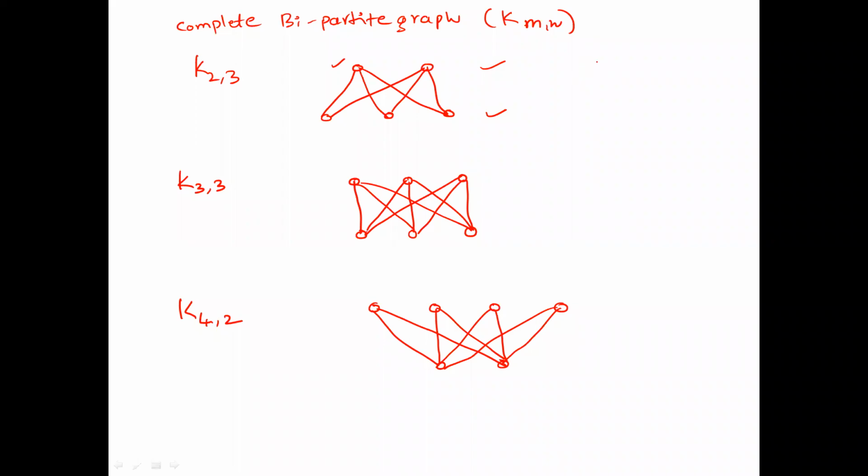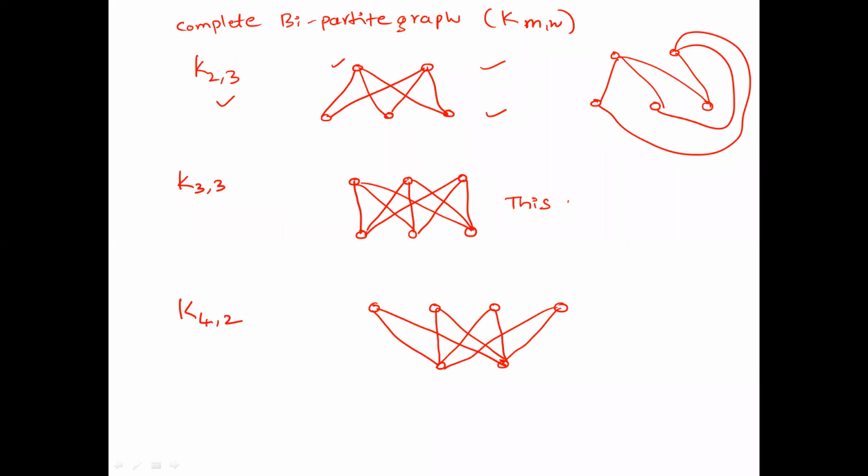See, K2,3, as you said rightly, is planar. Why? Because I can draw this graph without crossovering of edges. Then this I can add like this also. So therefore, K2,3 is planar. And this is not planar. You can try. This is not planar. And again, this is planar.